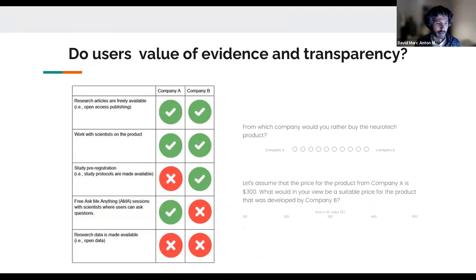This is an exemplary question that we ask, where we contrast two different companies that fulfill different types of robust and open research practices. For instance, study pre-registration is fulfilled in this example by company B, but not company A, and so on. And we essentially ask them whether future consumers would rather tend to buy a product from company A versus B, and how much that would be of value to them. So how much would they be happy to spend on top of a certain price if certain evidence criteria were fulfilled.